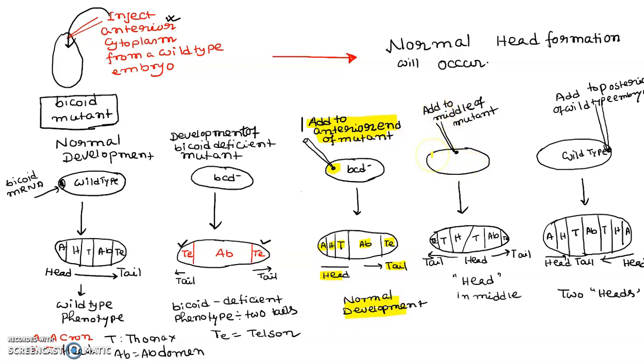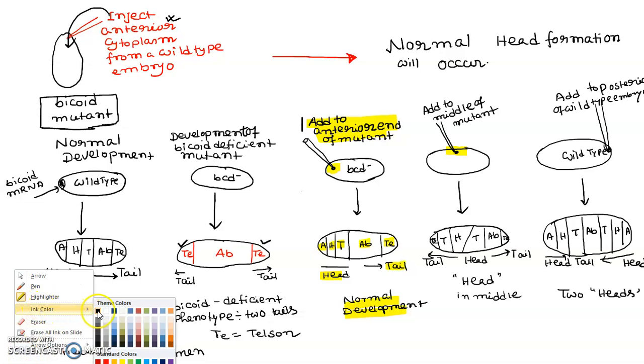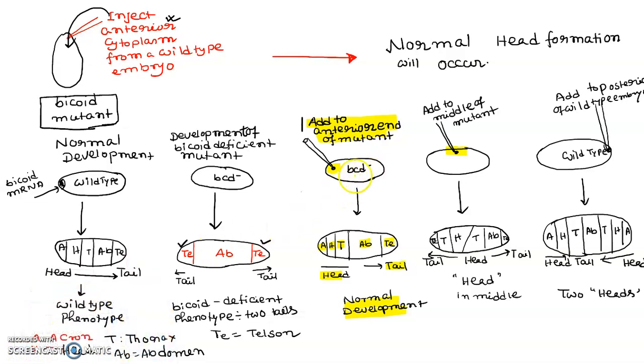Now what you are doing is injecting bicoid into the middle of the mutant. These are also BCD, or bicoid, mutant eggs, and you are injecting the bicoid into the middle of the mutant.